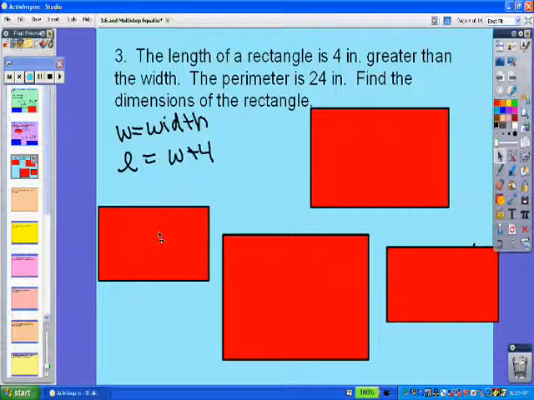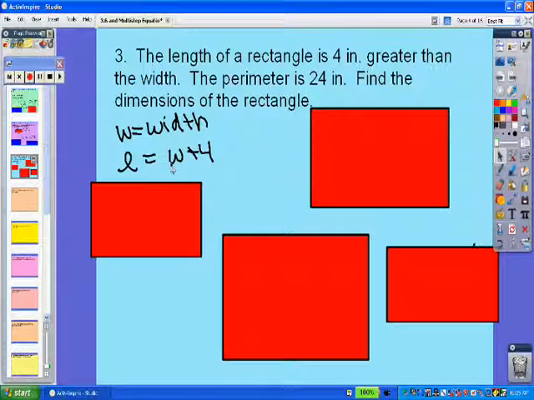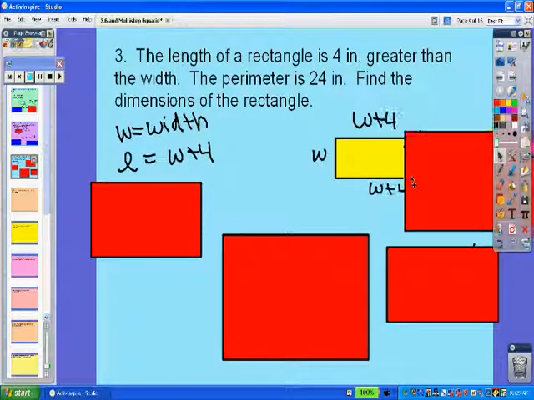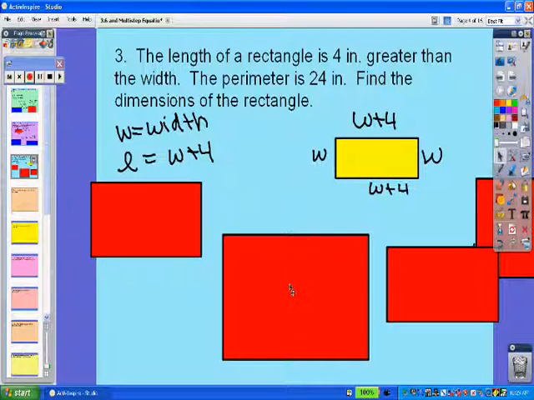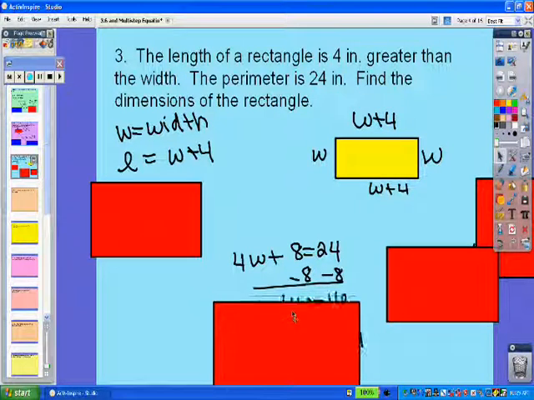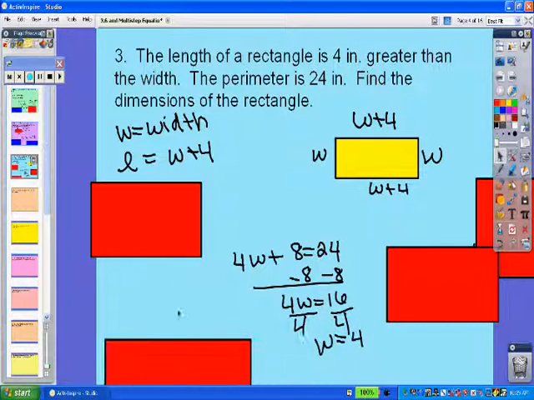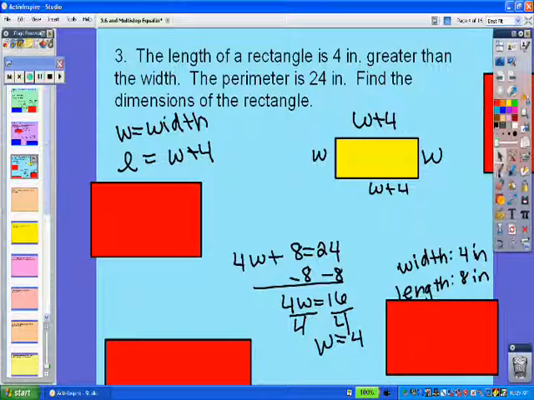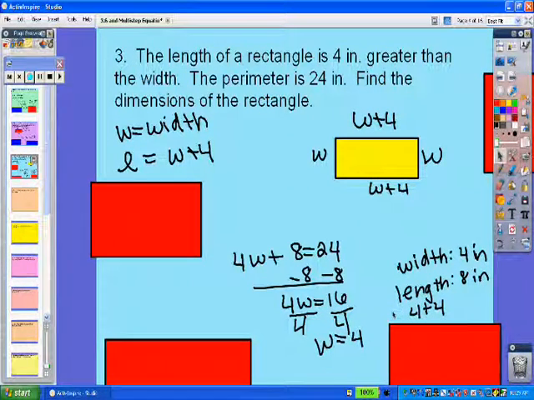Alright, you should have said that the width is W, so the length is 4 greater than the width, so that should be W plus 4. So here would be how my rectangle should look. So if I combine like terms, I have 4W plus 8 equals 24. You should subtract 8 to get 16, divide, so I get W equals 4. So my final answer should be that my width is 4 inches and the length is 8 inches. How did I get 8? I just plugged it in here. 4 plus 4, I get 8.